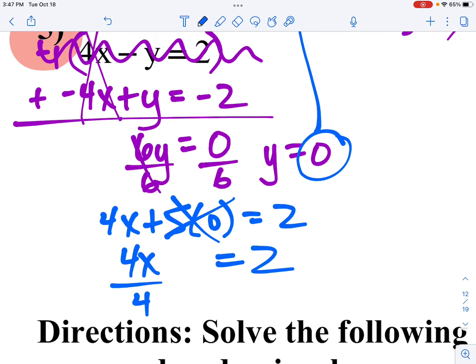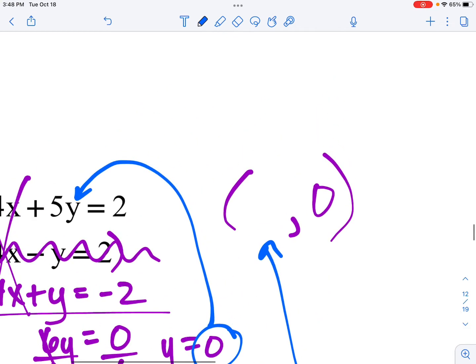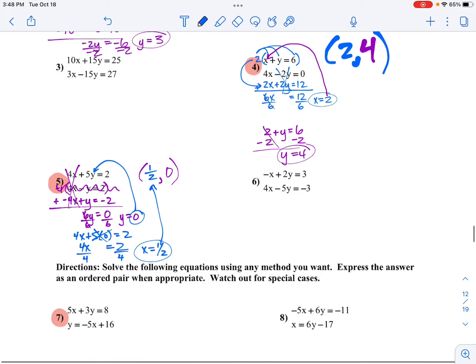I'm going to divide both sides by 4. And be careful, x is not 2. 2 divided by 4 is actually 1/2, or 0.5. You can put a decimal answer if you want to. Either of those is correct. Okay, so there's our answer for that one.